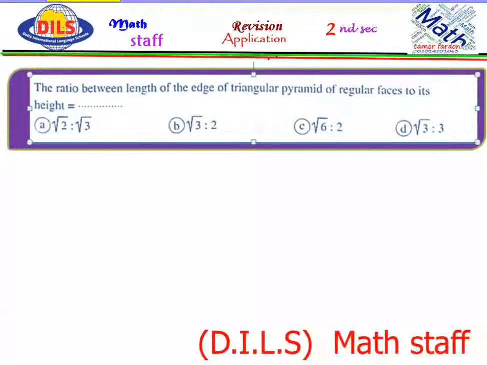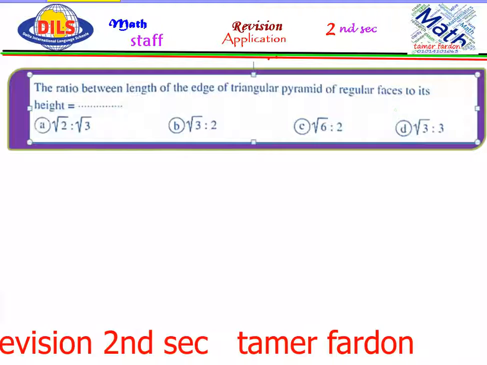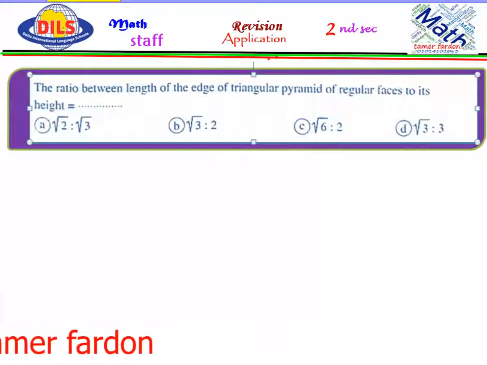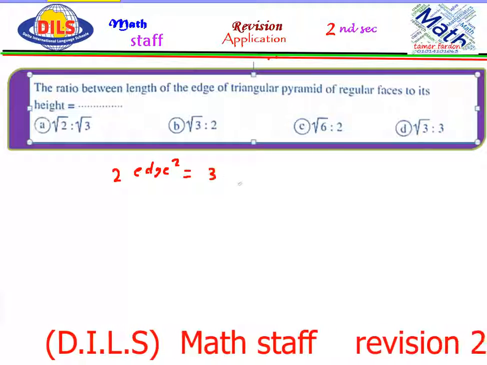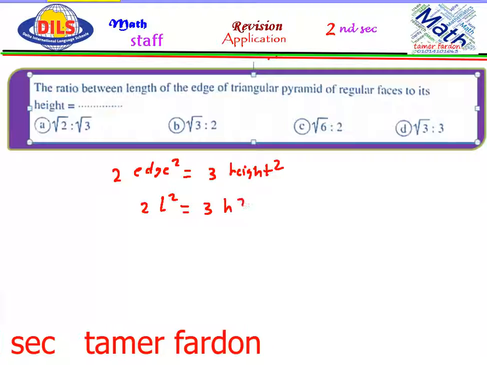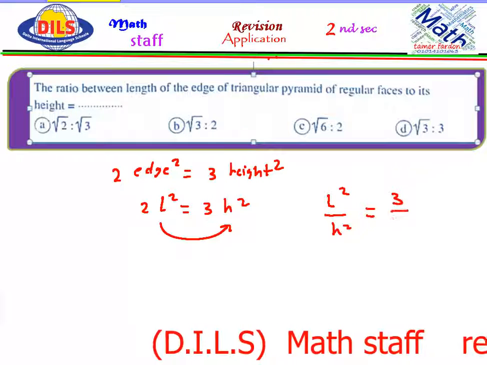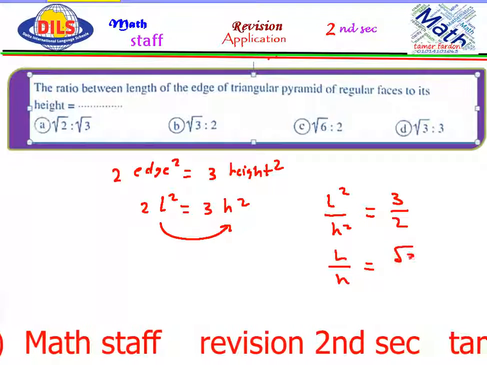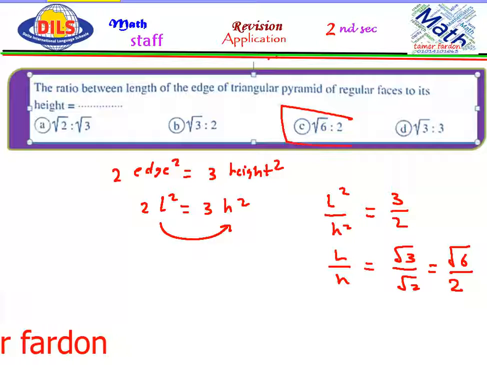The next: the ratio between the length of the edge of a triangular pyramid of regular faces to its height equals? We know that the relation between the edge length square equals 3 times the height square. So L squared equals 3h squared. Hmm, so the ratio L squared over h squared equals 3 over 2. So L over h equals root 3 over root 2. In the simplest form equals root 6 over 2. So the correct answer is root 6 over 2.